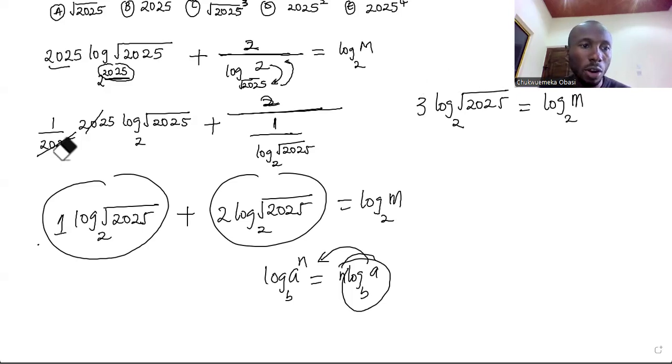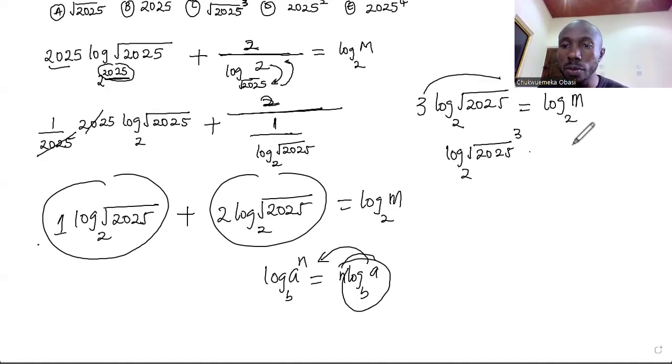So that's going to become log the square root of 2025 all to the power 3, base 2. I just reversed the whole process, right? Then equal to log m base 2. Now, to this very point, I'm sure you're already seeing the answer. Now we have log of this expression and we have log of this expression. What do you observe? The two logarithms have the same base as 2.